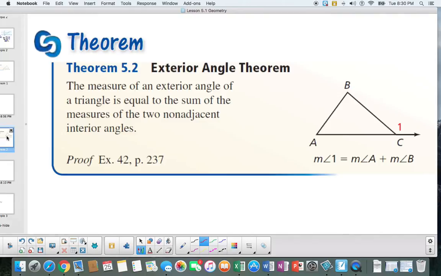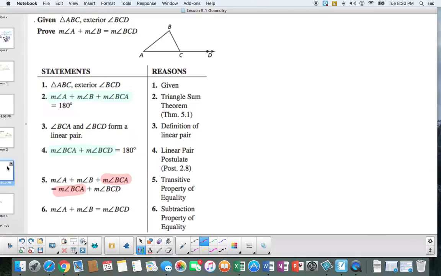Okay, the exterior angle theorem says this, that angle 1 is equal to this angle plus this angle. All right, let's go ahead and go through the proof and see if this makes sense to us. Now we know that all three of these angles, this one, this one, and this one, all equal 180. We also know that these two angles right here form a linear pair. So we know they equal 180.